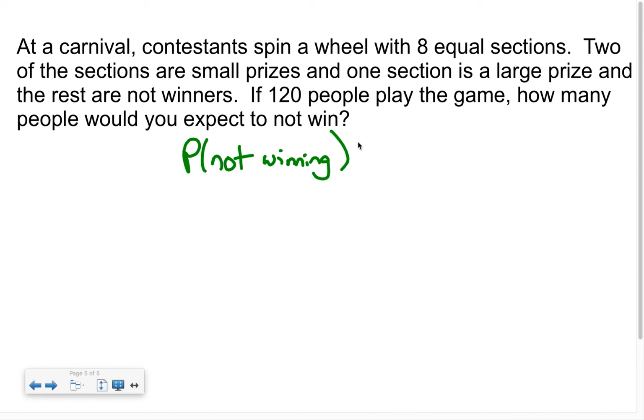Okay, the probability of not winning. There's 8 sections. 2 of them are small prize and 1 is a large prize. So 3 of them are winners. That means 5 of them are losers. Right? So we have 5 out of the 8, which you don't win anything. So if we want to set up the proportion, it's going to be 5 over 8 equals x over 120.